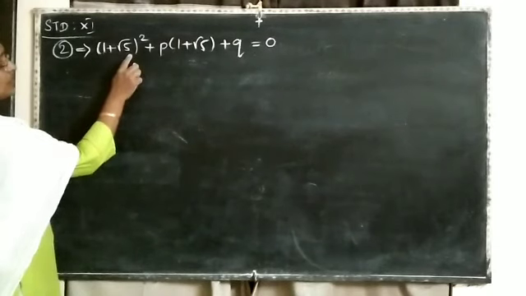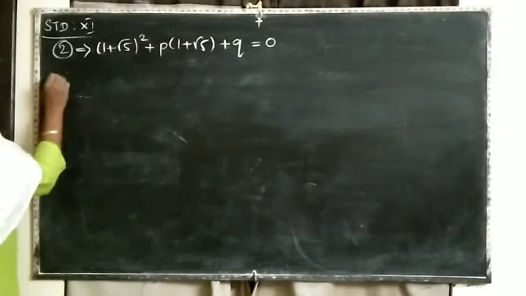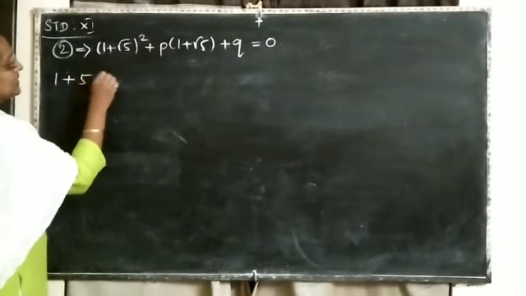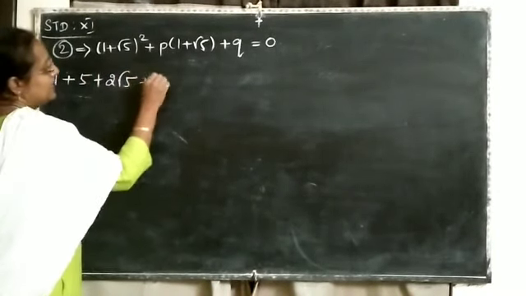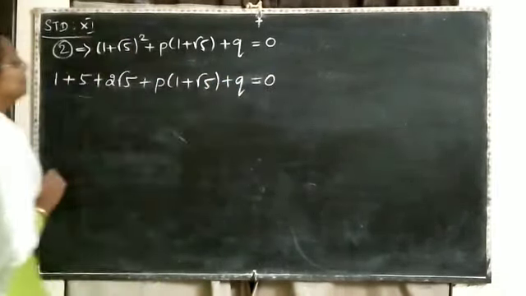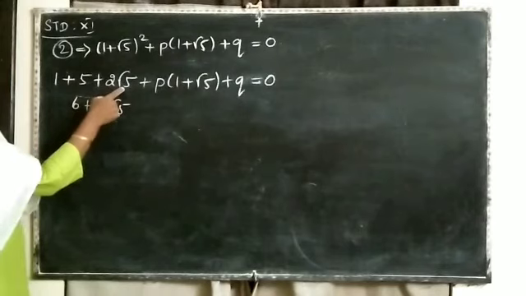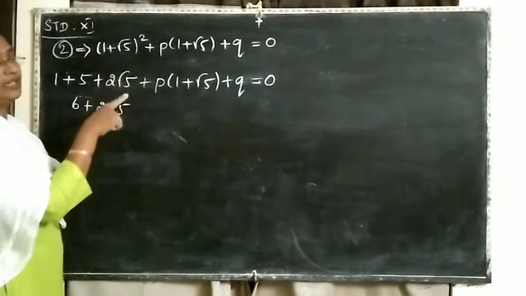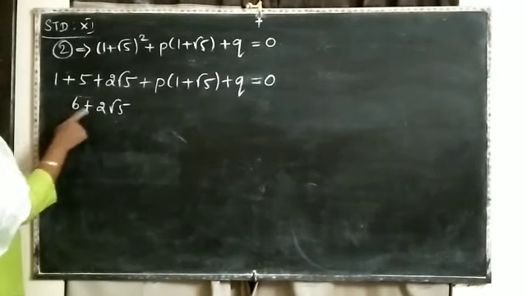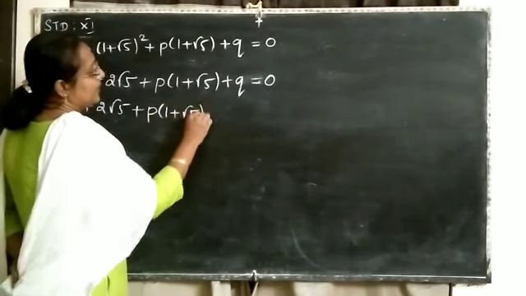So a plus b the whole square is a squared plus b squared plus 2 into a into b. So what will be the answer? 1 squared is 1, plus root 5 the whole squared is 5, plus 2 into root 5, plus p into 1 plus root 5 plus q is equal to 0. Now 1 plus 5 is 6 plus 2 root 5. I cannot add 2 root 5 along with 1 plus 5, because root 5 is a surd. This is a separate term. So 6 plus 2 root 5 plus p into 1 plus root 5 plus q is equal to 0.